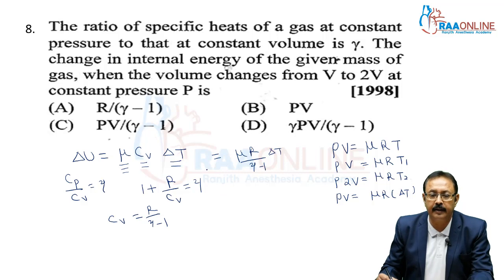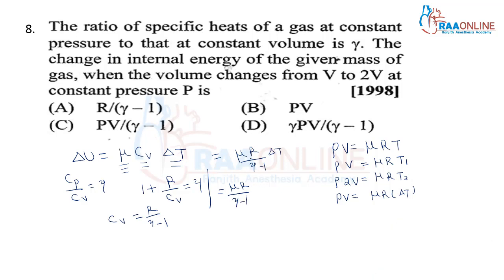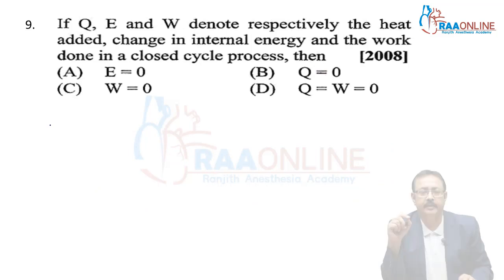So what we are getting, delta U is mu R upon gamma minus 1 into delta T, we can write PV upon mu R. Cancel mu R with mu R. What you are getting? You are getting PV upon gamma minus 1. So we are going with option C. So in this way C option was correct.